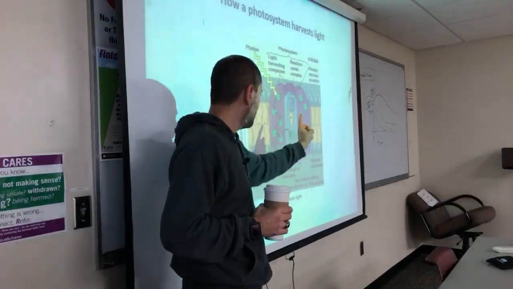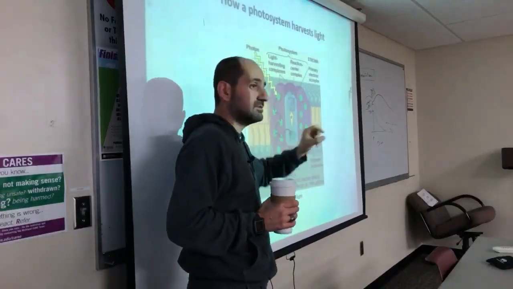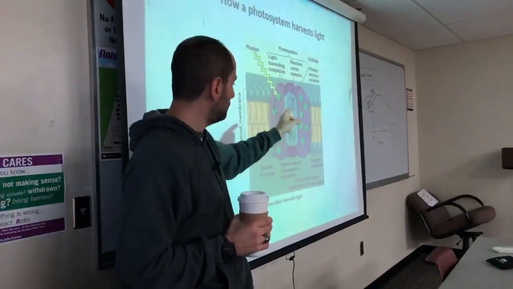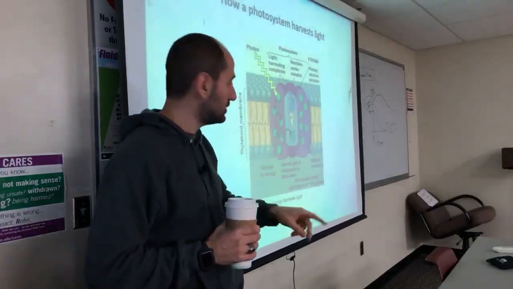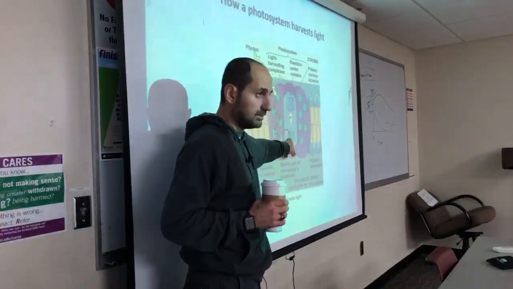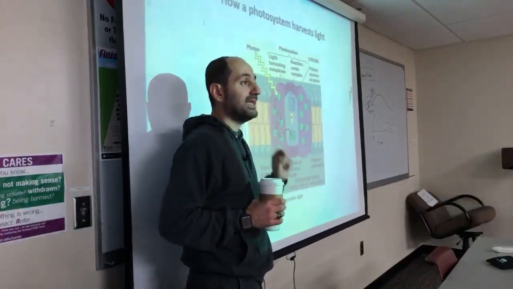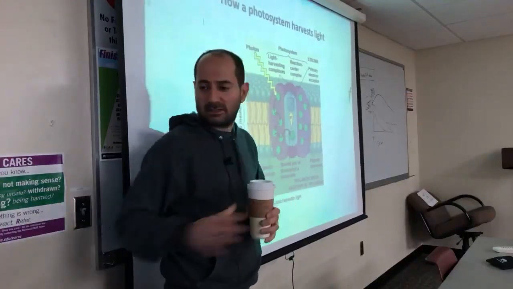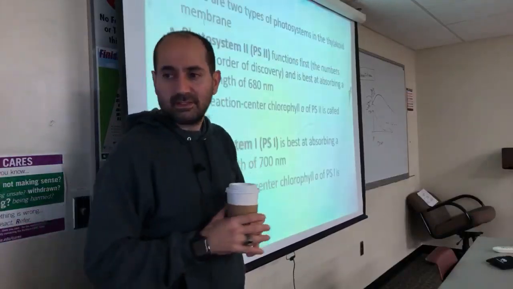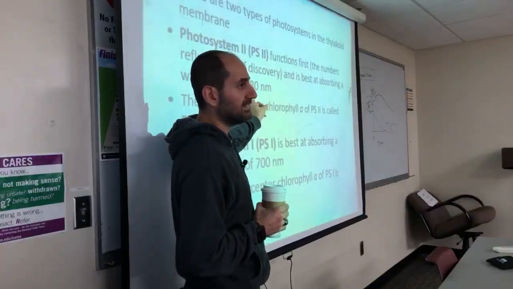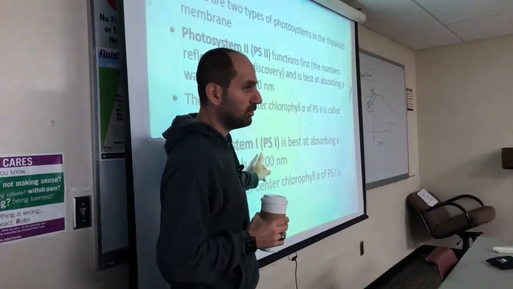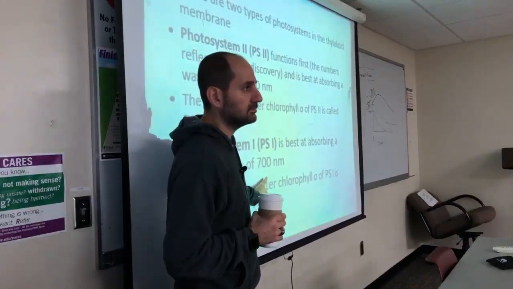And that energy is bouncing around and reaching the central chlorophyll pair in the blue part, right? The blue part is called the reaction center. And it has a special pair of chlorophyll A. And remember, real quick, let me show you this. In photosystem 2, the pair is called P680. In photosystem 1, the pair is called P700.